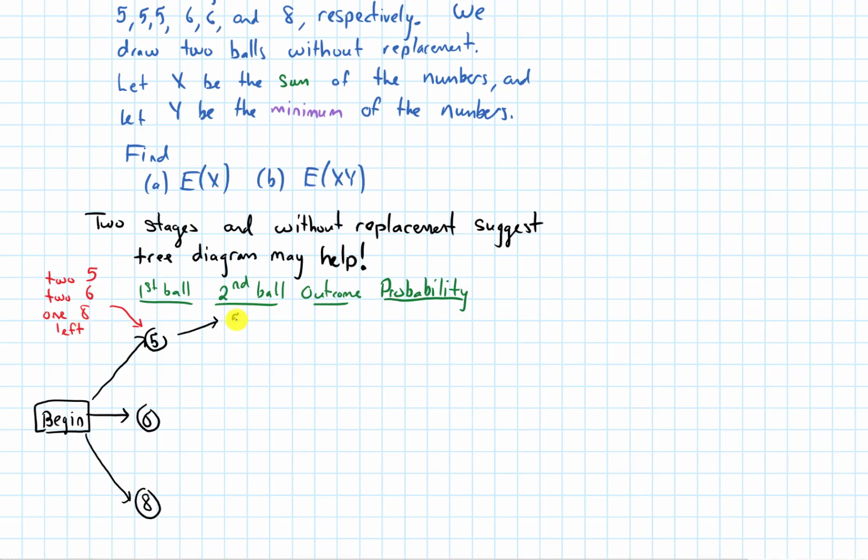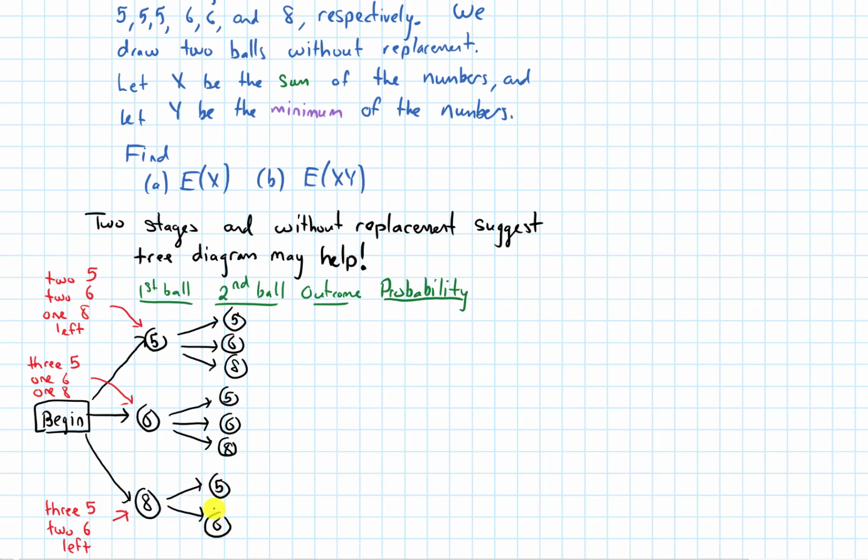Okay, so we could pick a 5, we could pick a 6, and we could also pick an 8. If we had picked the 6 first, well, in that situation, we would have 3 5s. We'd have 1 6 and 1 8 left. So we could pick any of the numbers. We could pick a 5, a 6, or an 8. Finally, if we had picked an 8 first, then we would have 3 of the 5s and 2 of the 6s left. So we could only pick from here either a 5 or a 6. Okay, so the outcomes are 5 and a 5. I'll just put a comma between them. 5 and then a 6, 5 and then an 8, 6 and then a 5, a 6 then a 6, a 6 then an 8, 8 then a 5, and then finally 8 then a 6.